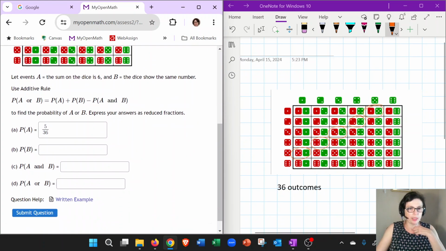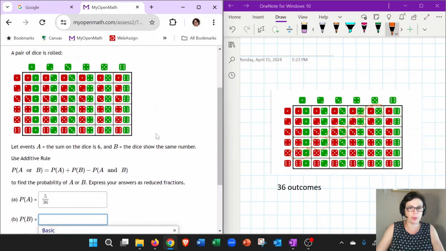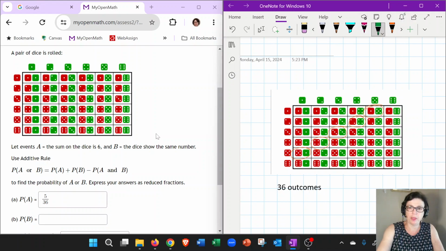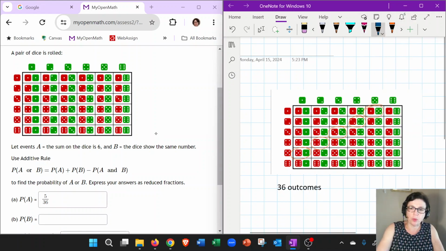Okay, so then let's take a look at the probability of B. B means the dice show the same number. So how could that happen? That would be, let me choose a different color here, like 1, 1, 2, 2, 3, 3, 4, 4, 5, 5, 6, 6. Okay, so how many outcomes are like that? Well, that would be 6.